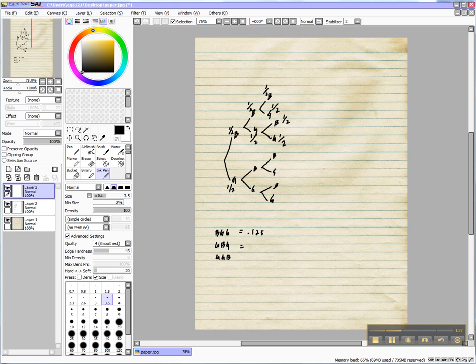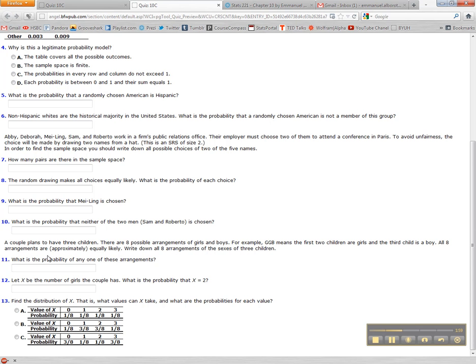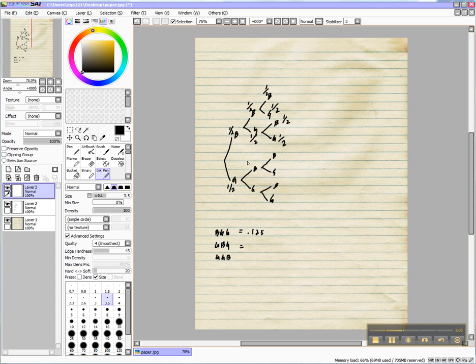Okay, so the question is saying, what is the probability of any one of these arrangements? So any one of these out of the 8. So what is that probability? So you might be thinking to yourself, oh, if it's just one of them, shouldn't it be 1 divided by 8? And that's in fact true. So for any of these sequences, the probability of one of them occurring is 1/8. So for this boy, boy, boy to occur, it has 1 out of 8 chances of 8 arrangements. And that's it for 11.